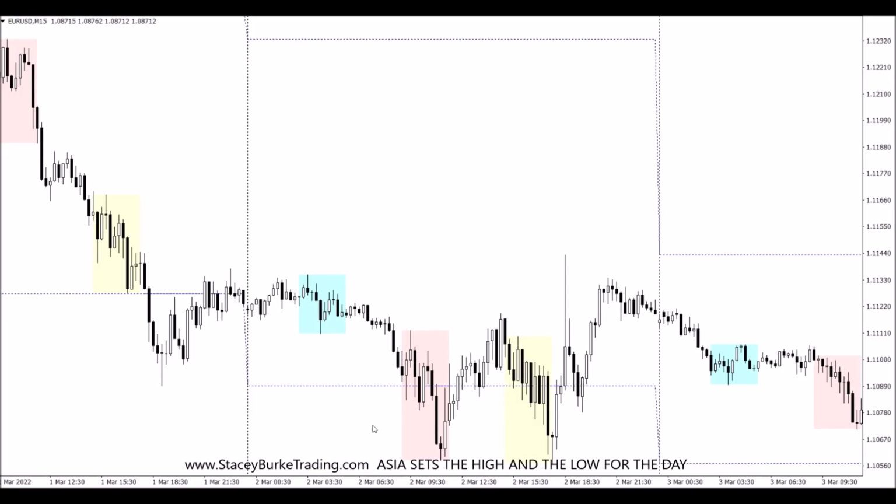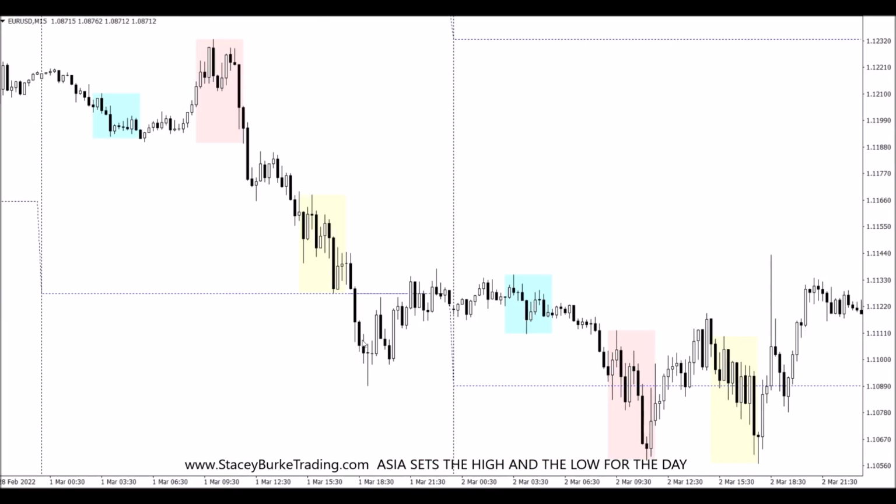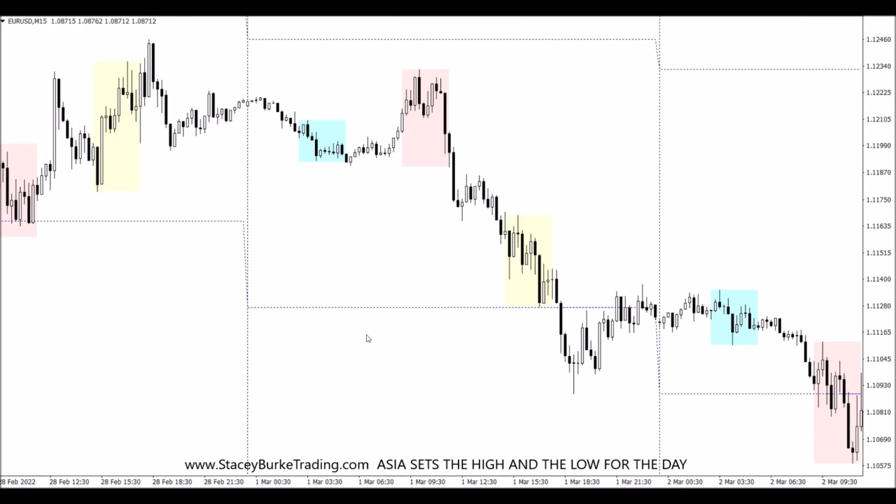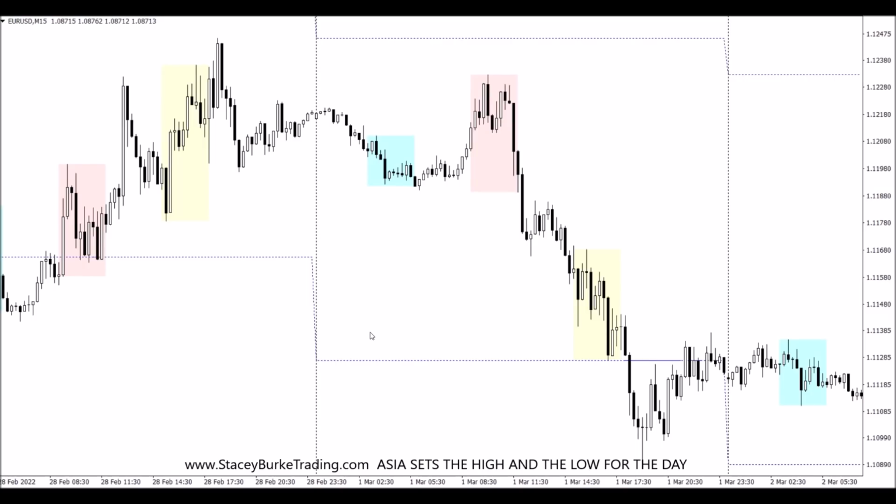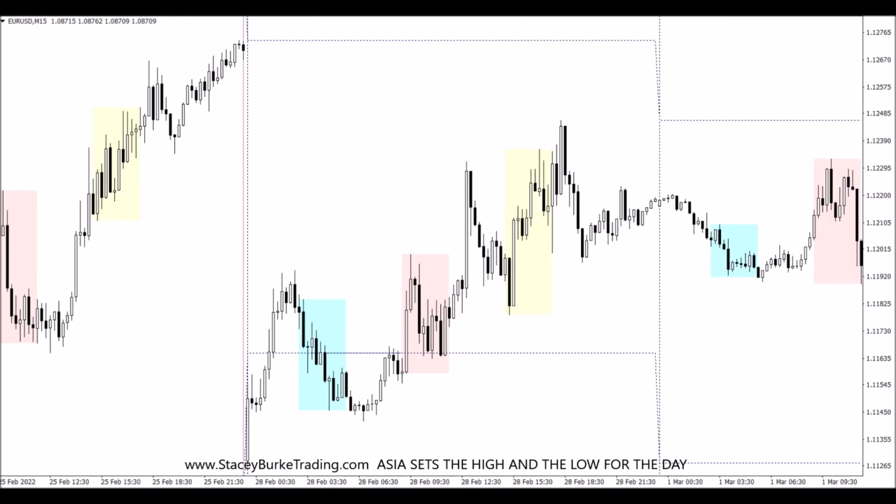So without looking at anything other than just the timing windows and the high and the low, looking at the Asian range, we can pick any day randomly. It doesn't matter. I'm just looking at the euro. Let's pick Monday, for example, the 28th of February. We'll walk through this process. We'll look at some different pairs.